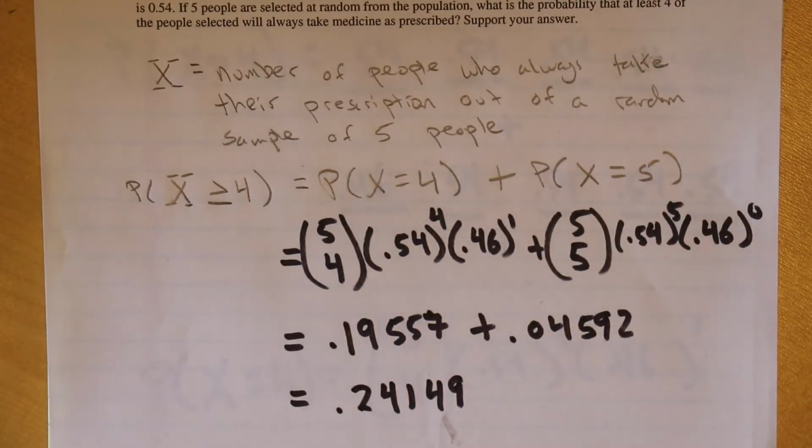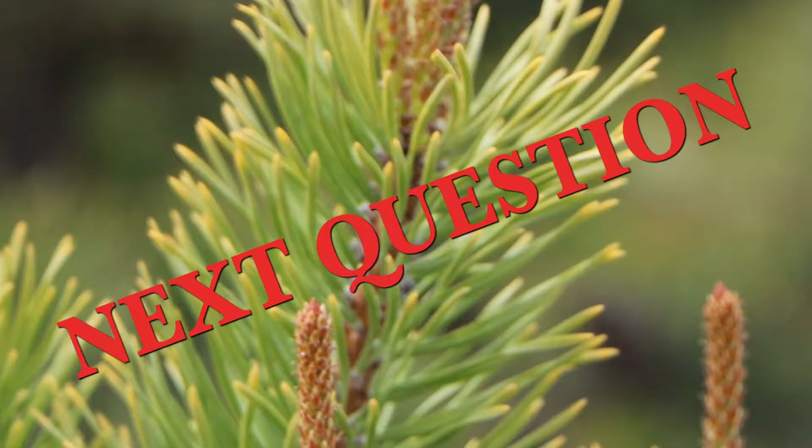0.24149. Whew! So that's the probability of at least 4 people in your sample of 5 who always take their prescription. So it's either 4 out of 5 or it's 5 out of 5 people.